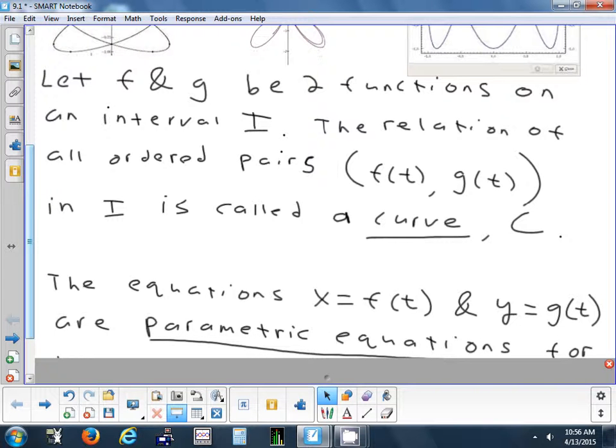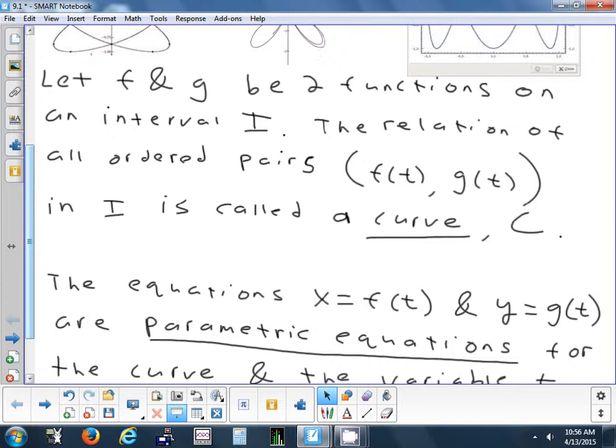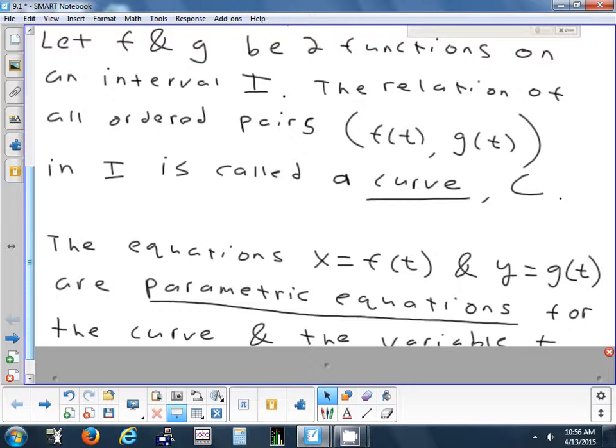So the two equations that we're going to use, we're going to have one for the x values and a separate one for the y values. These are called parametric equations. Parametric equations always come in pairs. You have to have one equation that specifies what happens to x, and one that specifies what happens to y. If you're missing one, you wouldn't have anything to graph. You've got to have two.